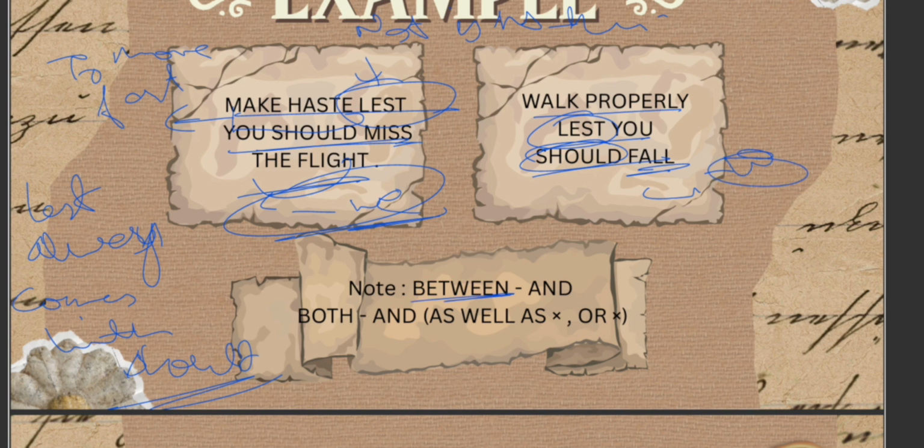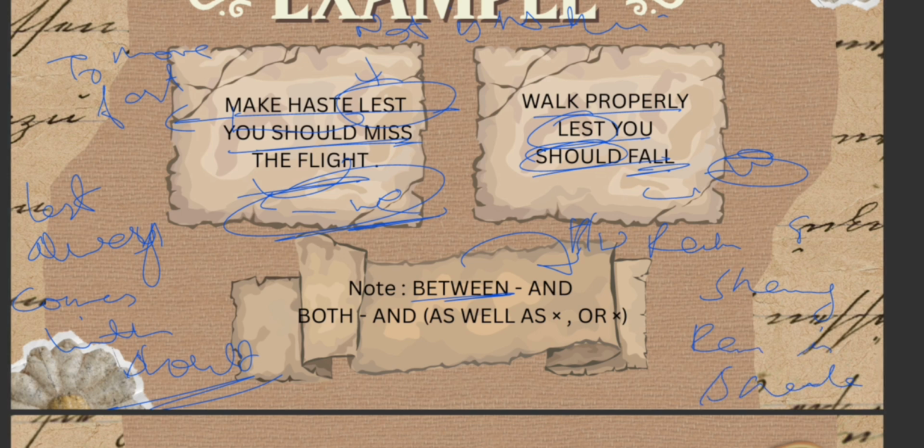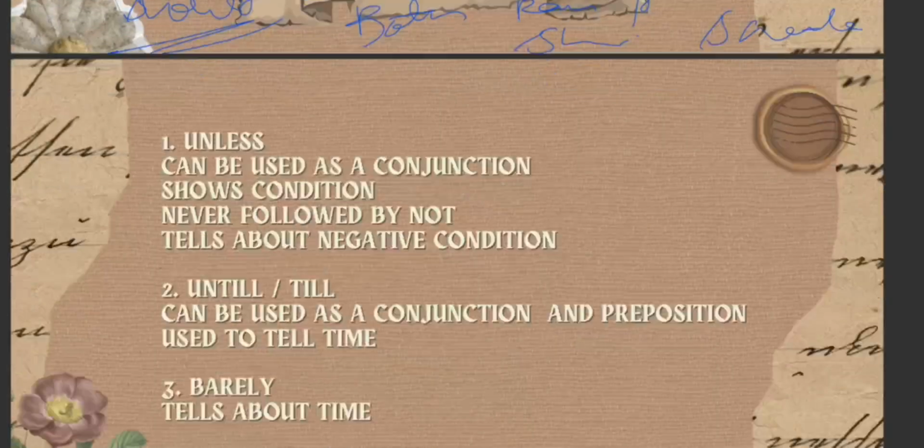Now, between can take and. For example, between Ram and Sham, Ram is smarter. So between can take and, but both can take and, but not as well as or. Both Ram and Sham is correct. But both Ram as well as Sham is incorrect. And both Ram or Sham is also incorrect. Okay, I'll write it down for more clarification.